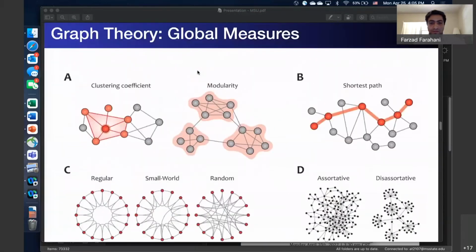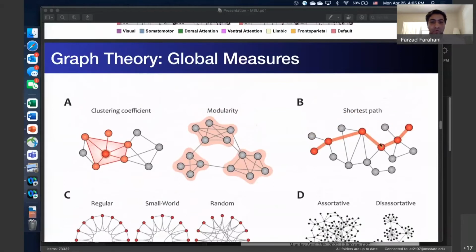So the information flow is more integrated. We have better information flow considering less wiring cost. It's like an optimization. We want to make a balance with the wiring cost. We need fewer connections, less wiring cost, but we need to connect nodes as much as we can to make the whole network more integrated. By efficiency, I'm talking about this. The efficiency is the opposite of shortest path. If we have, for example, a longer path, the efficiency is less, and the opposite.